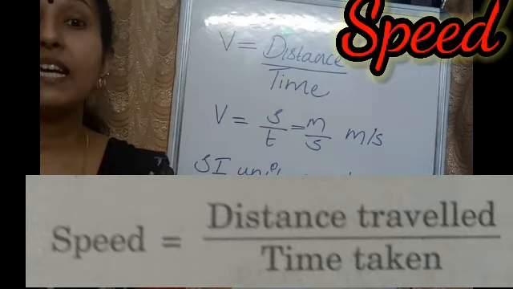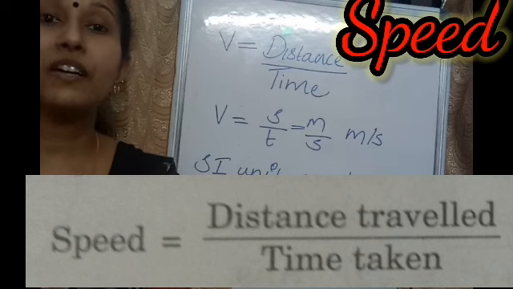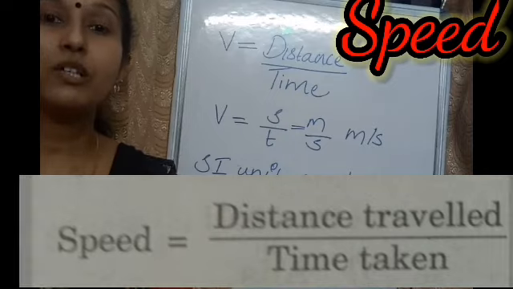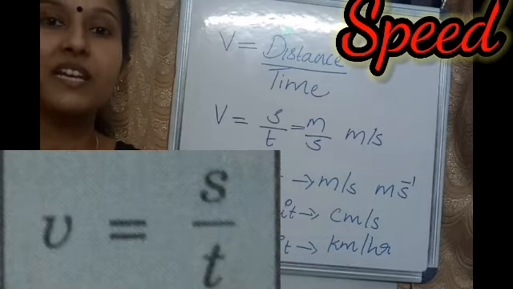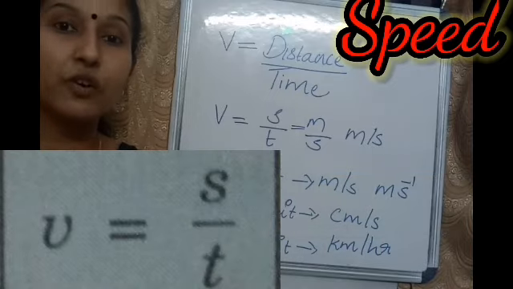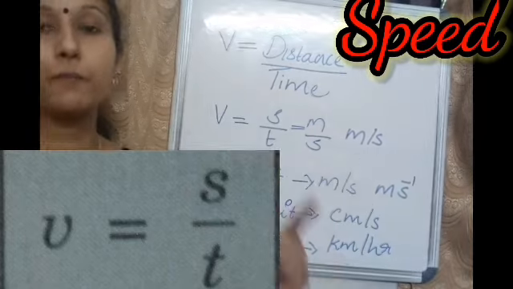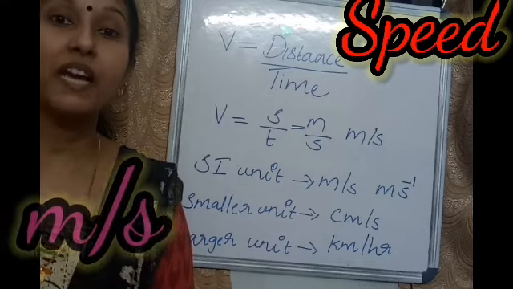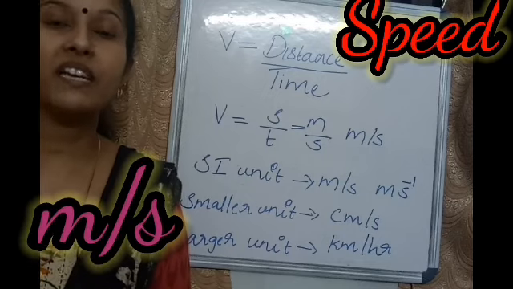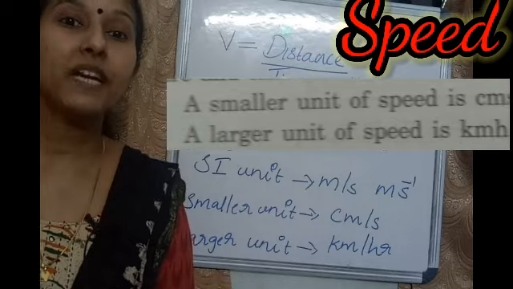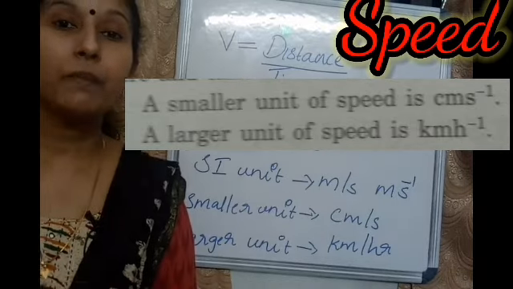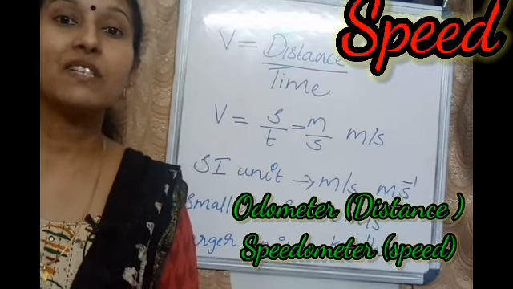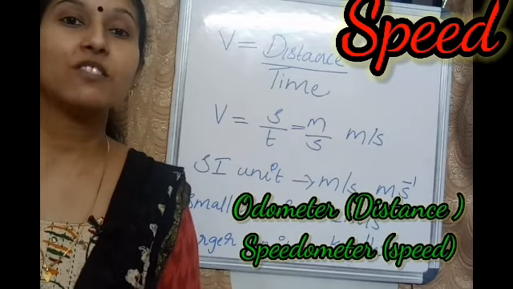So what is speed? Speed is the total distance covered by an object in unit time. And V equal to S by T. S stands for distance, T stands for time, V stands for speed. And the SI unit of speed is meter per second or meter S raised to minus 1. The smaller unit of speed is centimeter per second, and the bigger unit of speed is kilometer per hour. Odometer gives distance. Speedometer gives speed.